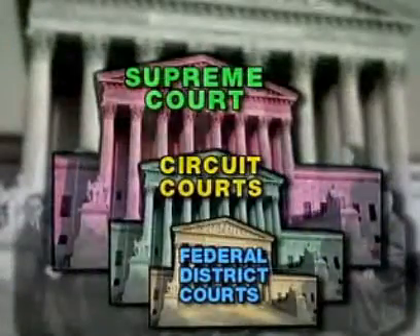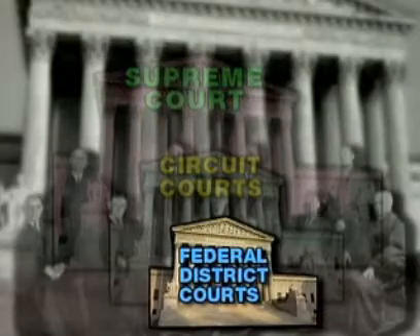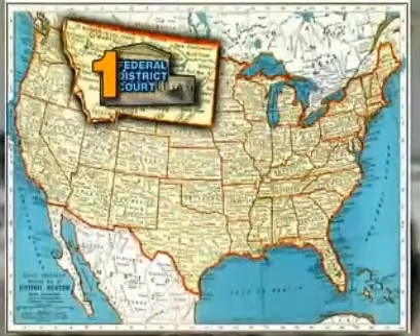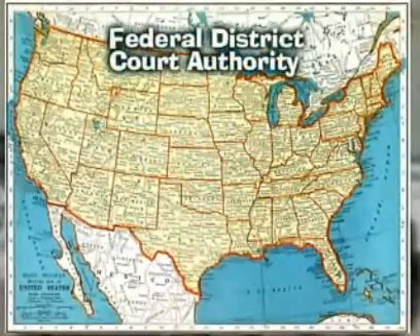The federal district courts are the lowest level courts on the federal tier. There are over 94 federal district courts in the country and at least one in each state. What does the authority of the federal district courts include?